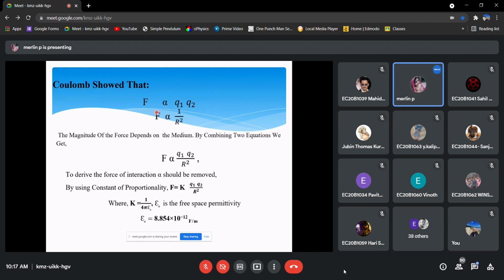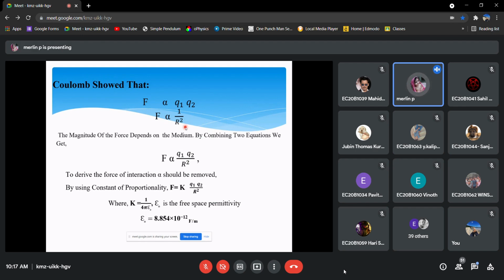The force is inversely proportional to the square of the distance between them, 1 by R square. If we decrease the distance, the force will increase. That is what inversely proportional means. Directly proportional means that if the charges increase, the force increases; if there are more charges, the force will be more in that area. If we decrease the distance between two point charges, the force will be more.